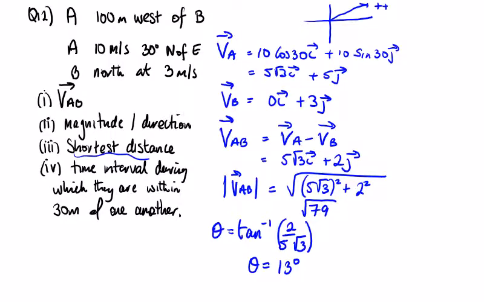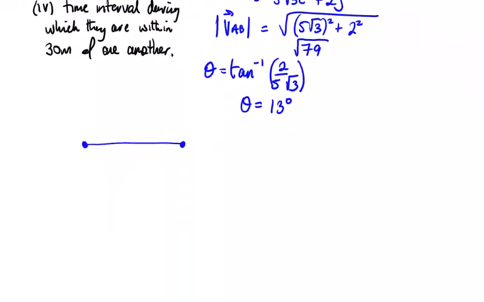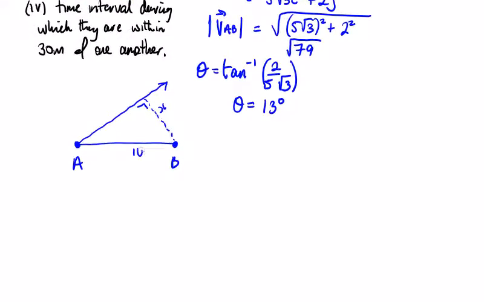The shortest distance, okay, we'll do a little sketch here. The velocity of A relative to B is positive, positive. We have our west or east of each other, depending on the direction you go in. A is 100 meters west of B. Velocity of A relative to B is in a positive, positive direction. And here is my shortest distance, x, my right angle, 100 meters, and we have our angle theta.